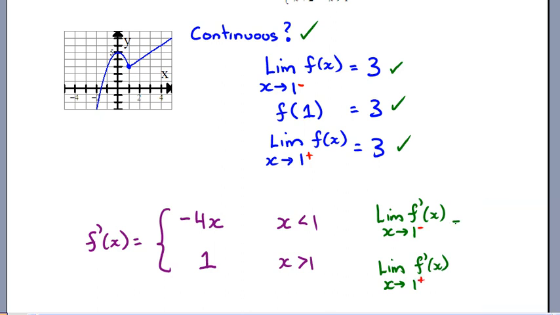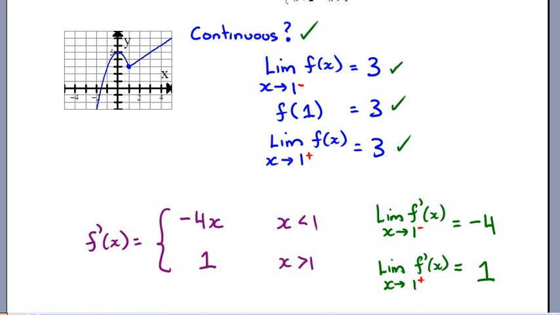That parabola, I'm just going to use this minus 4x. Now I'm going to do direct substitution with the 1. That parabola is actually finishing up with a slope of negative 4 right before that transition. But the line leaves with a slope of 1. Those are not the same slope value.